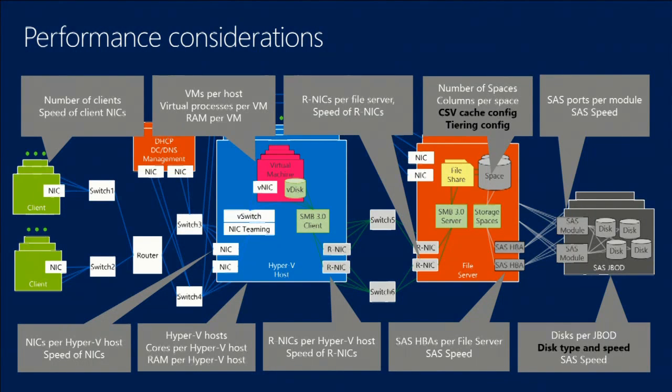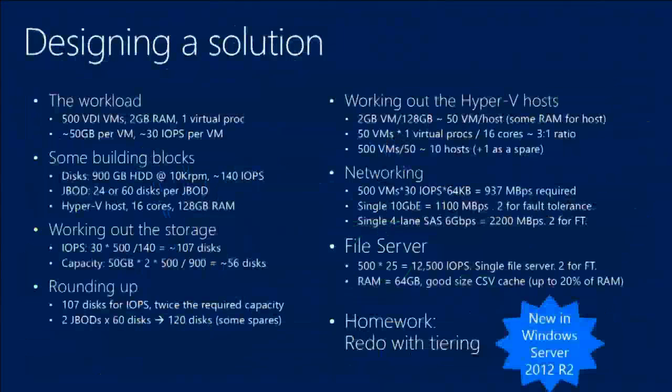CSV cache configuration. So the file server, when using CSV, has a way to use in-memory caching, so RAM caching. It changed between 2012 and R2. In 2012, you could use up to 20% of your RAM. We're very conservative. In 2012 R2, you can use up to 80% of your RAM for caching. Okay, so some changes there. And of course, you have to watch the speed of the NICs, how many NICs, how much RAM. So there's a number of things, and I always like to go through a little exercise.